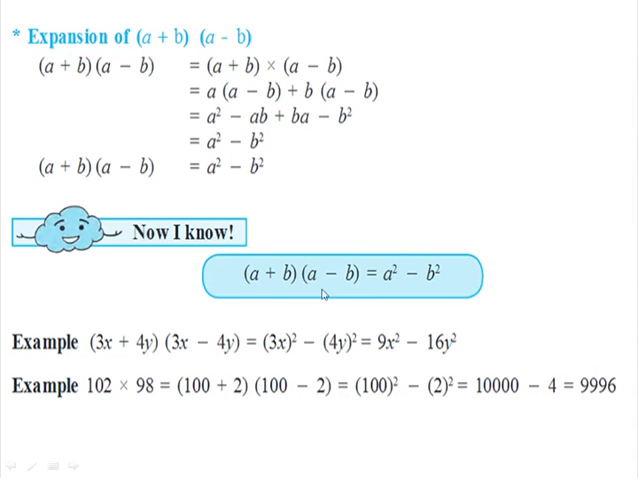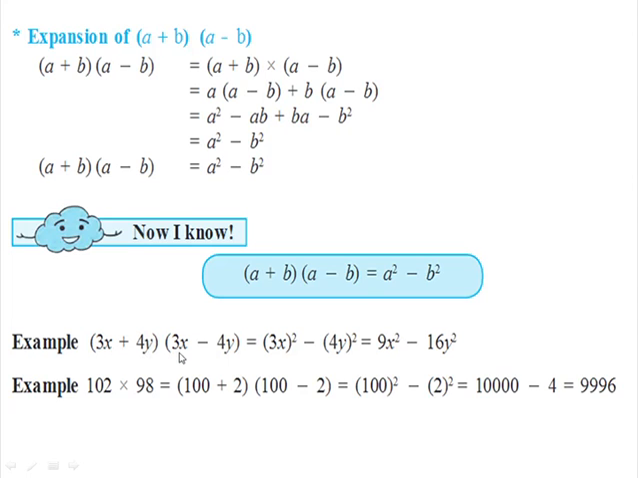This is the formula that we have learnt now. Let us use this formula for solving the examples. First we will see the solved examples given below it. The first one is (3x plus 4y)(3x minus 4y). If you look at both the binomials, the first and second terms of both binomials are the same, provided the sign between them is opposite. Here it is a plus sign, here it is a minus sign. So we will use the formula a square minus b square, that is, first term square minus second term square.